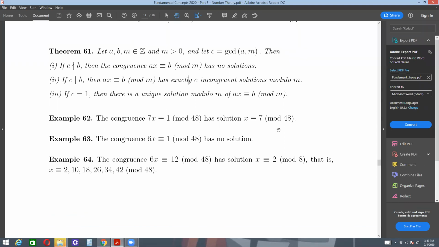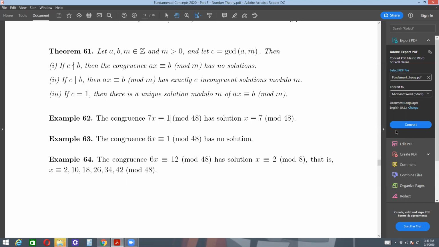And I'll explain how you actually go about solving these. So first of all, consider this congruence: 7x is congruent to 1 mod 48. How you solve something like this, first thing you should check, what's the GCD of 7 and 48? The GCD of 7 and 48 is 1. So once the GCD is 1, you're okay. There will always be a solution.